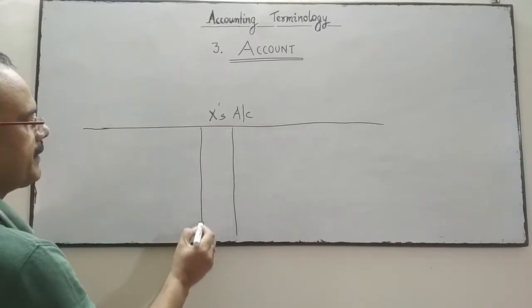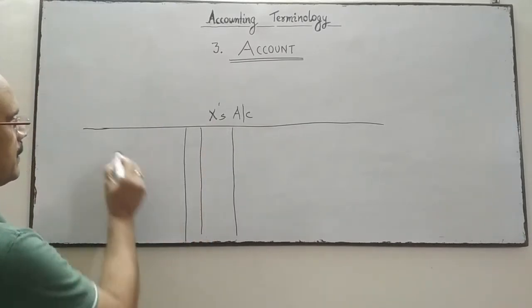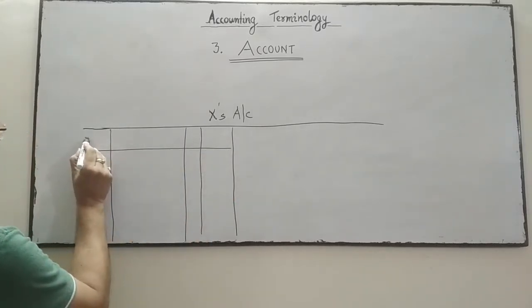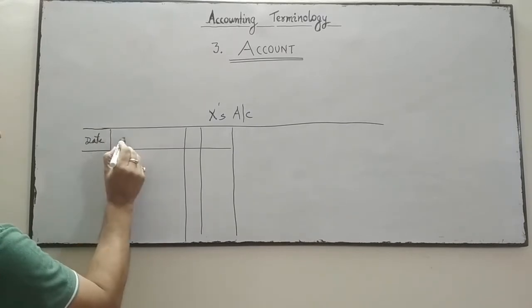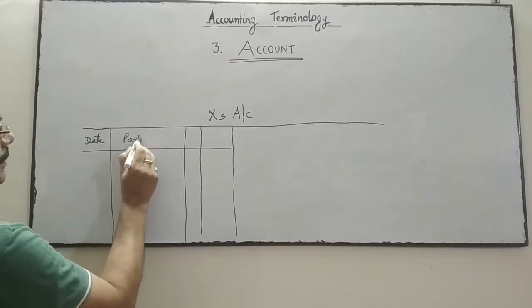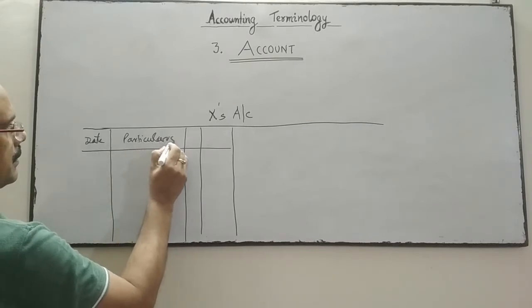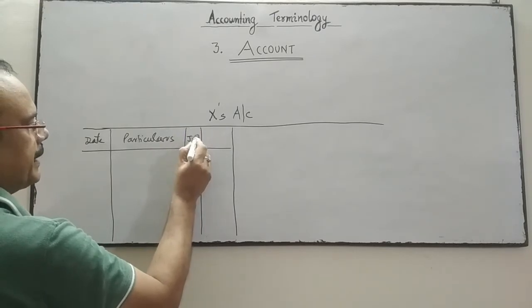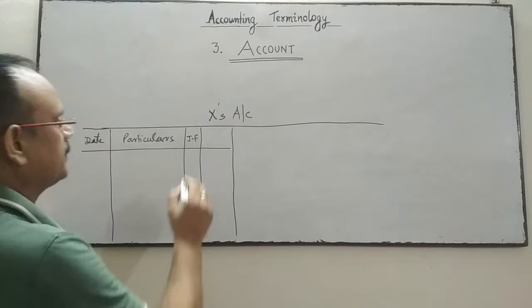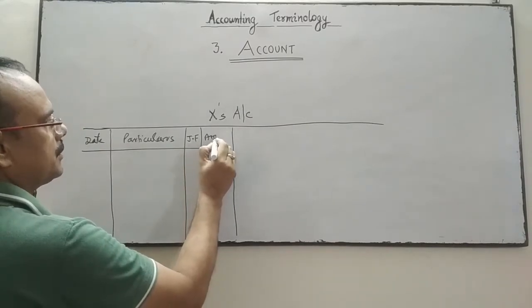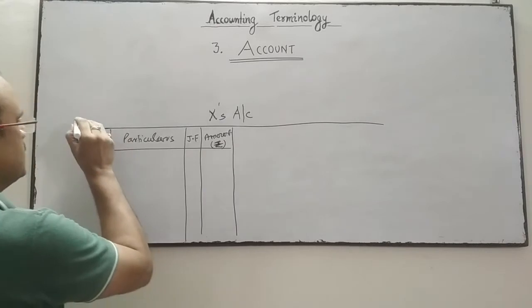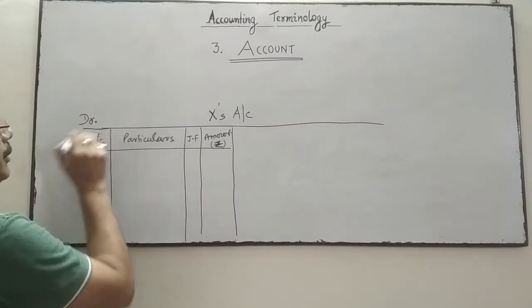This side, your left hand side: date, particular, journal folio, JF. We'll discuss later on about JF in detail. Amount in rupees. This side is called the debit side. They are the two sides of the ledger.